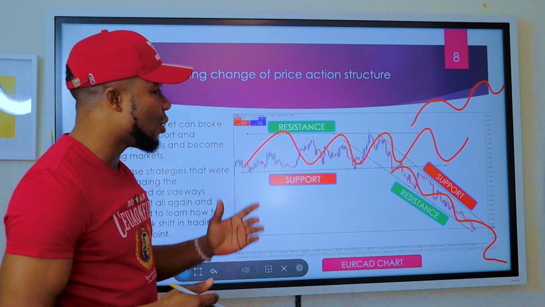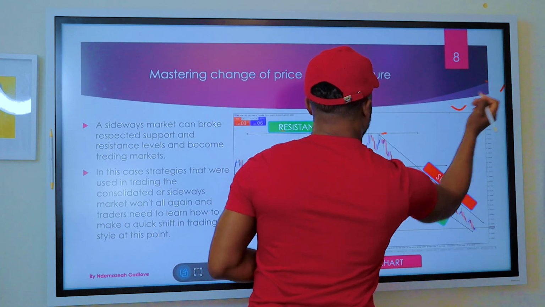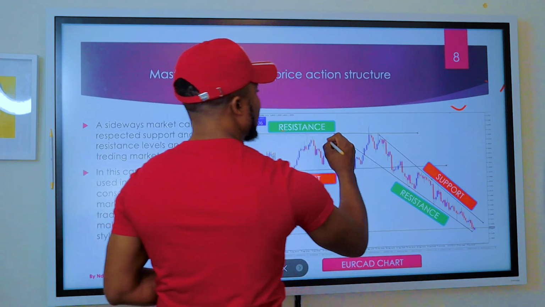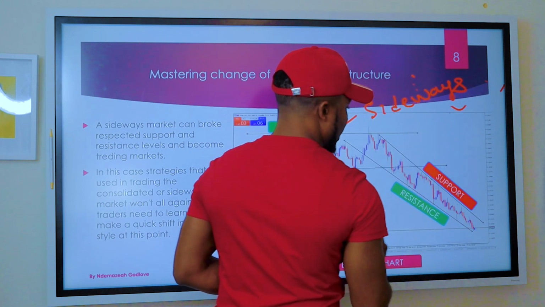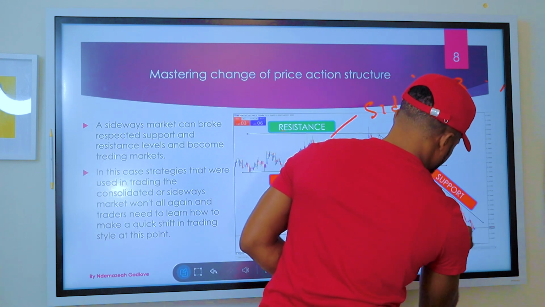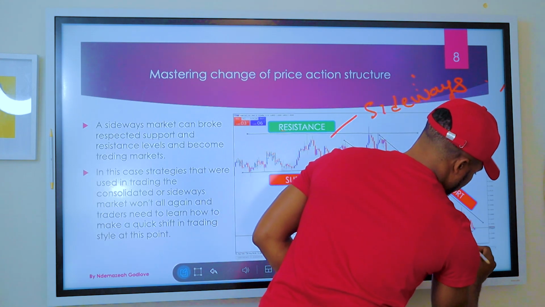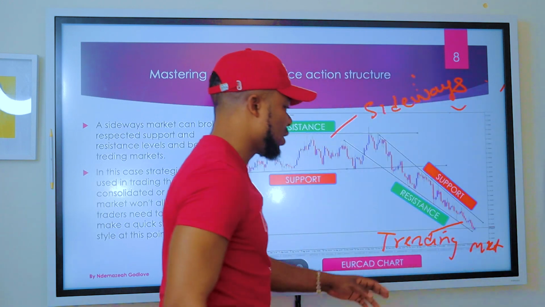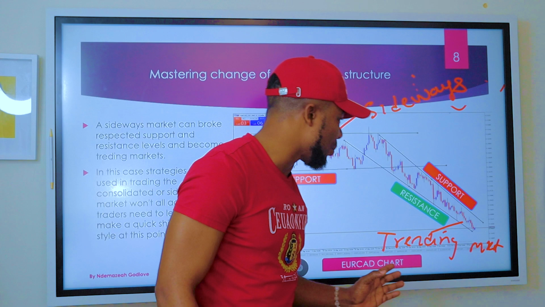All right. So now we have a combination of both markets. We have a combination: this one is a sideways market. And then this one is a what? It's a trending. Let me put it here. This one is a trending market. All right. So this one is a trending market which is going down, and this one is a sideways market. So we have a combination.